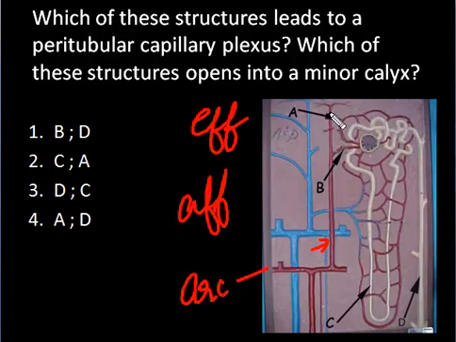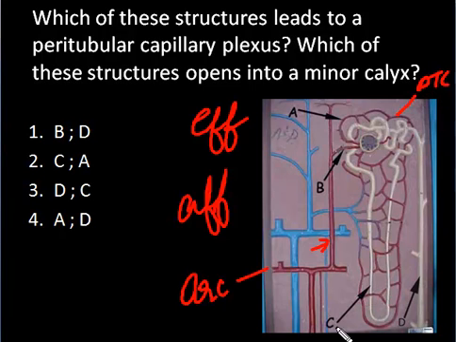It has no connection to this cortical radiate artery. So you can see it has no connection. So therefore this is the efferent and this one is the afferent. Where you see the afferent connected to this interlobular or cortical radiate artery, that would be the afferent arteriole. Now all of this is the peritubular capillary plexus.